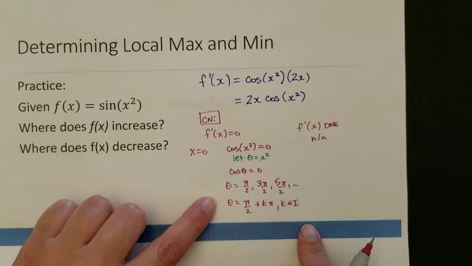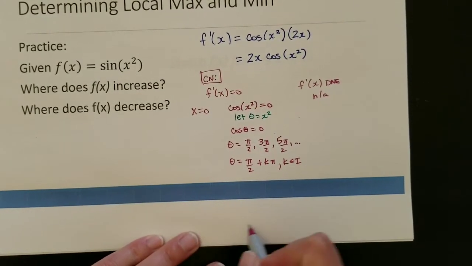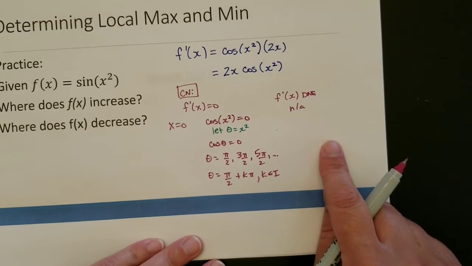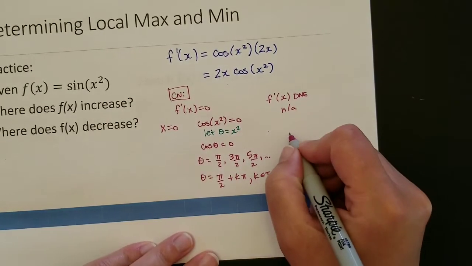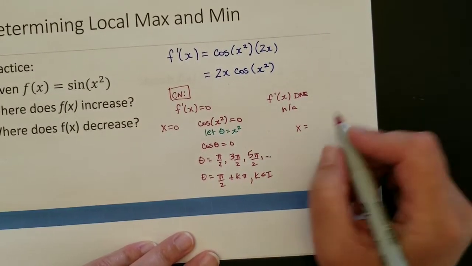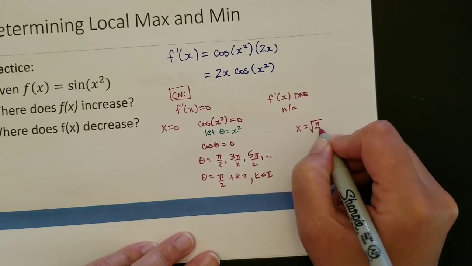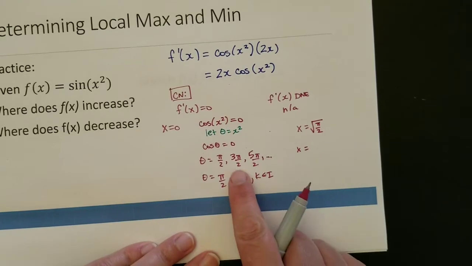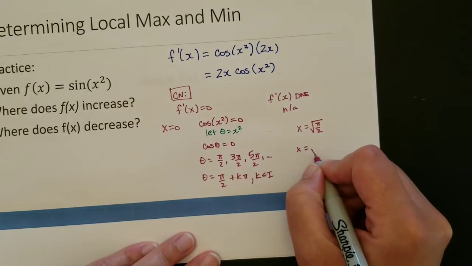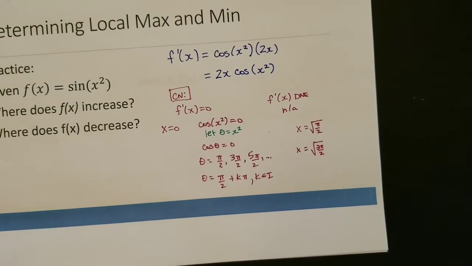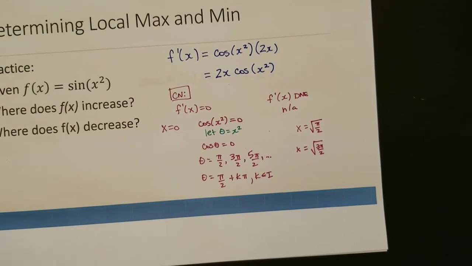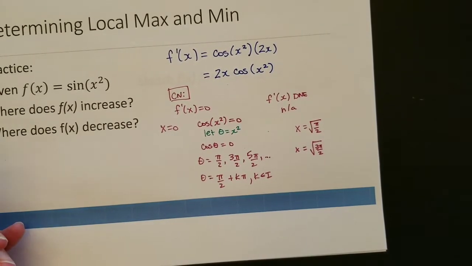Now that's just theta, that's not our actual x value. I'm going to have to move over here to figure out what x is. So if x squared is pi over 2, x would be the square root of pi over 2, or the square root of 3 pi over 2, and so on. And on the next slide, we're going to be graphing this from 0 to 2 pi. So I'm just going to get approximate values here.